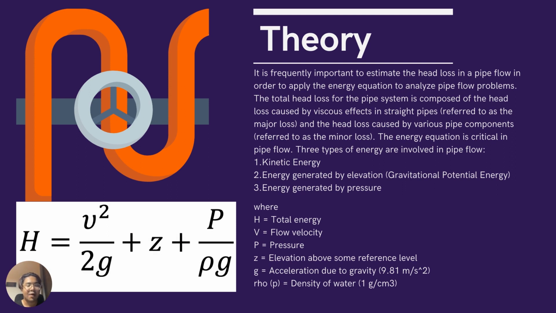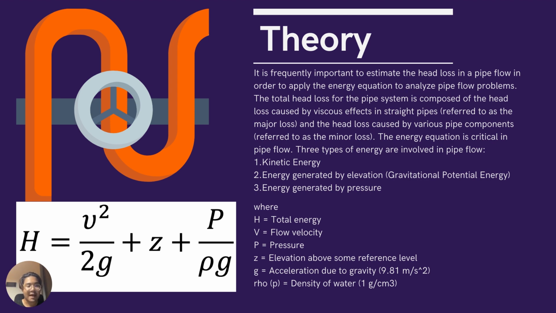In the theory, we can know that it is critically important to estimate the head loss in pipe flow in order to apply the energy equation to analyze pipe flow problems. The total head of the pipe system is composed of the head loss caused by viscous effect in straight pipe. And as shown, there are 3 types of energy involved in the pipe flow: first, kinetic energy, second, the gravitational potential energy, and the third, the energy generated by pressure.